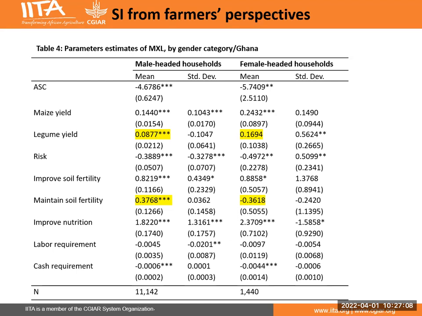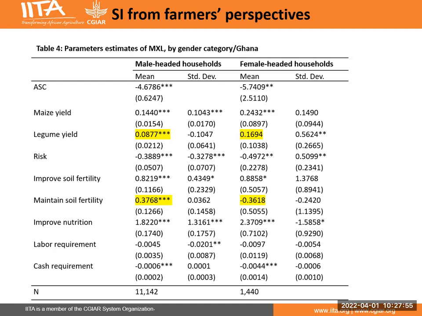But the difference is with respect to a couple of attributes. One is that male-headed households are interested in both maize and legume yield in the maize-legume integration, whereas female-headed households are interested in maize yield, but not as much in the legume yield. Maybe female-headed households are interested in using the legumes for other purposes. For example, they may want to use them as a cover crop to improve soil health, or maybe for the livestock.